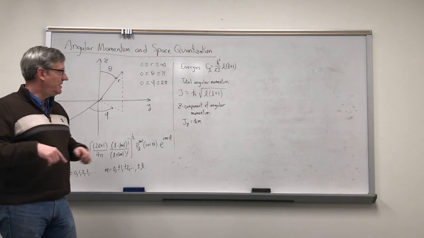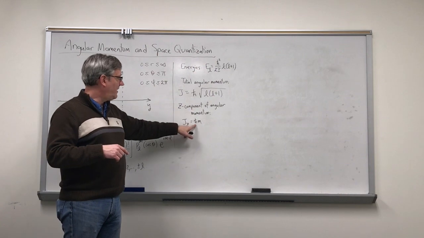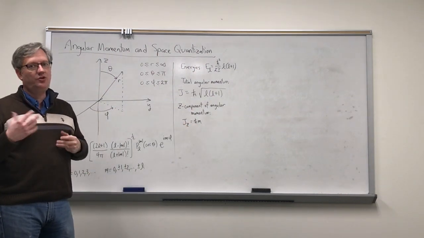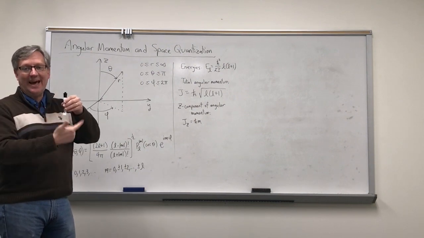The other half of this is the z component of angular momentum, j sub z, which has the value of h bar times M. Again, that's reminiscent of the two-dimensional rigid rotor problem, where all the angular momentum was about a z-axis.